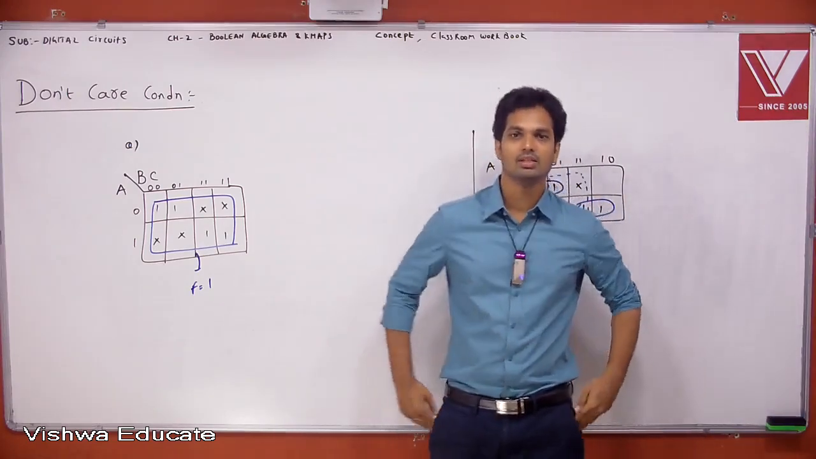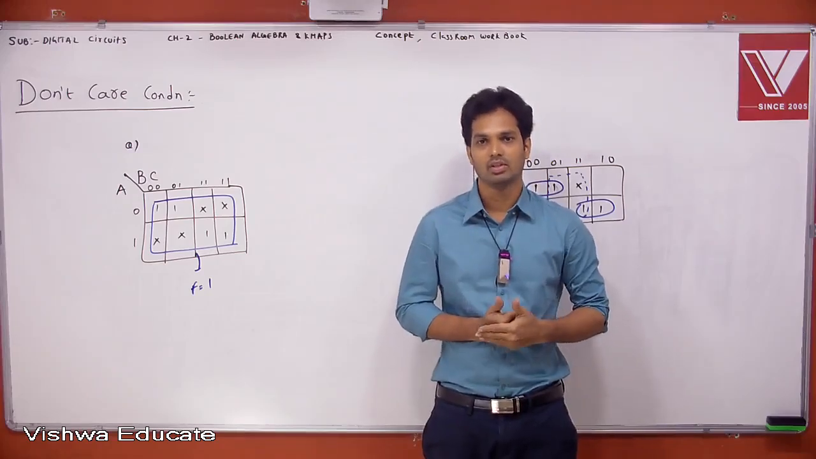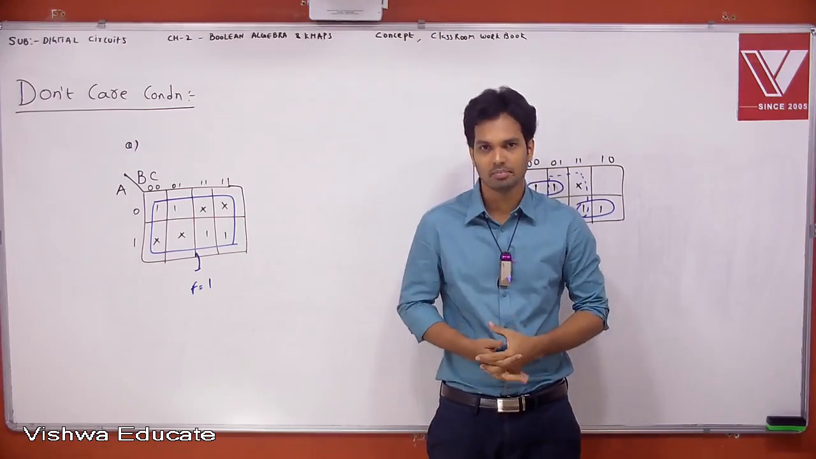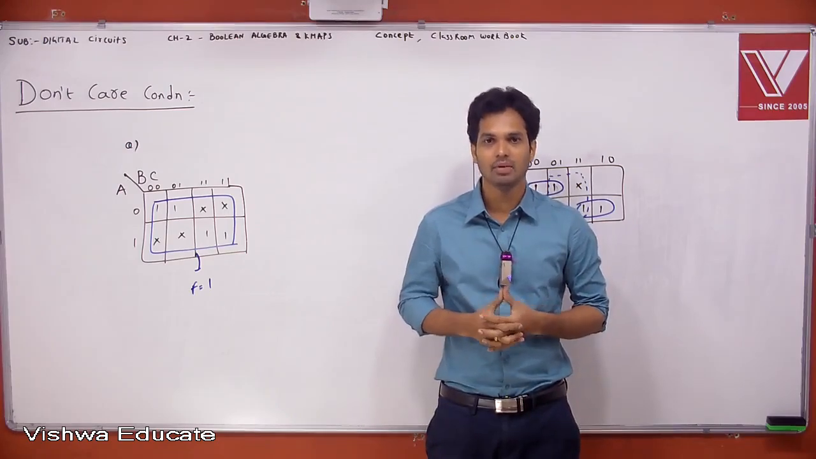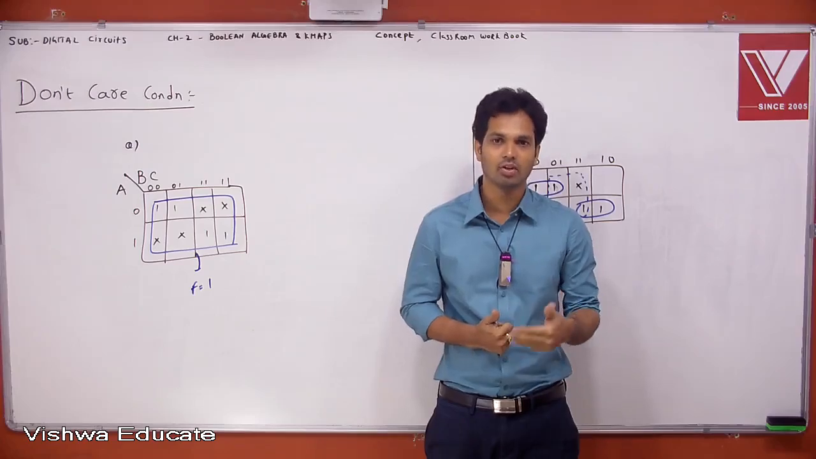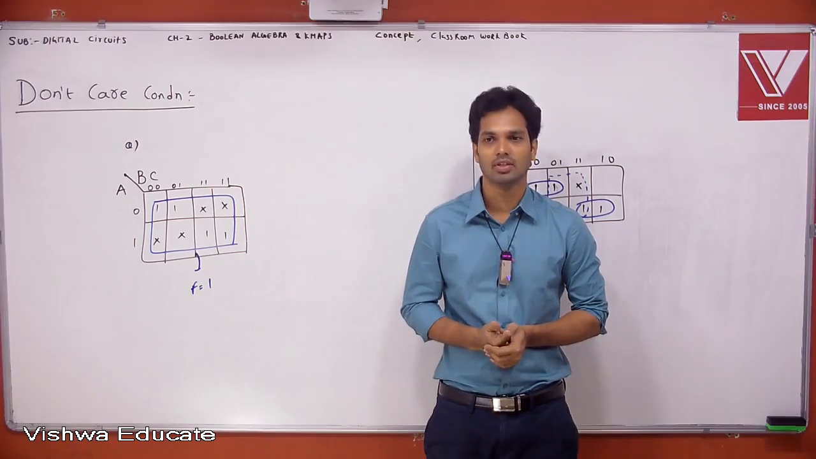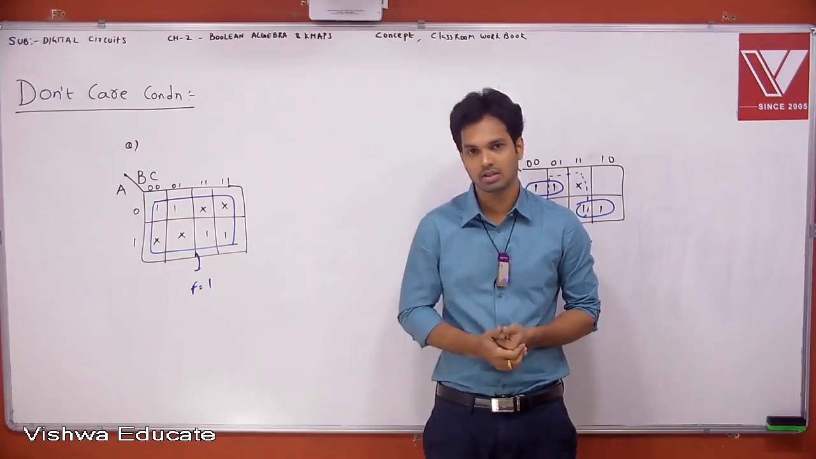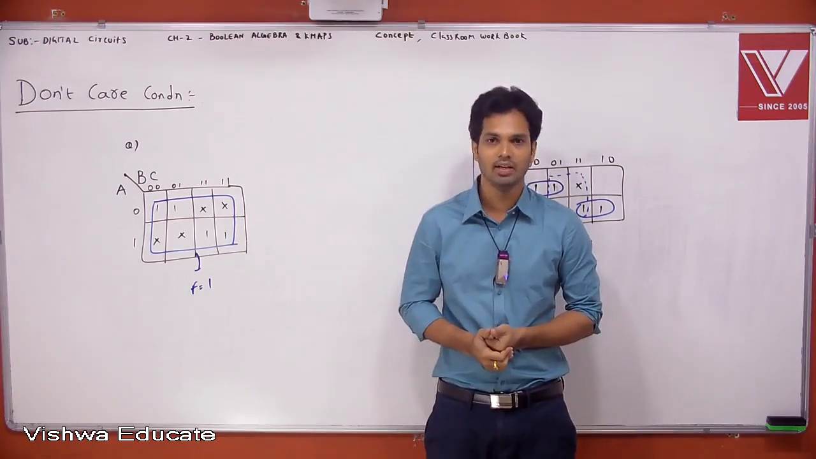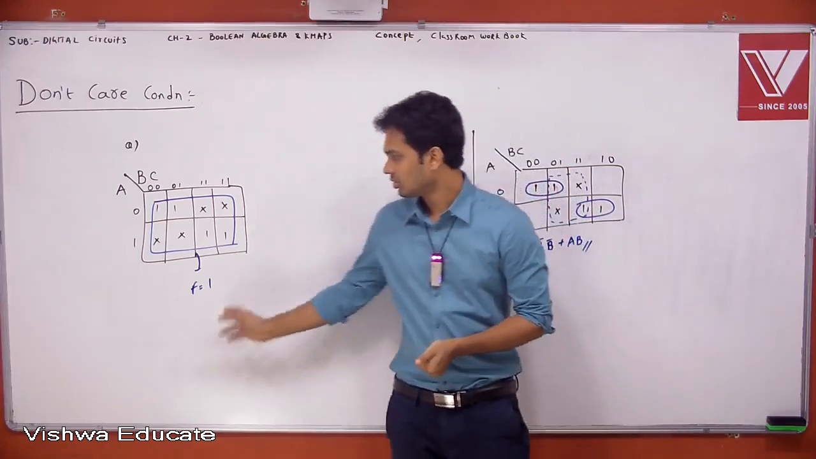So now we can say that when don't care conditions are given, first after drawing the K-map, if it is helpful for minimization, then I consider the don't care. If it is not helpful for minimization, I simply neglect the don't care condition. If it is helpful, I will consider the don't care conditions. If it is not helpful, I will neglect them. Okay? That is about your don't care condition.